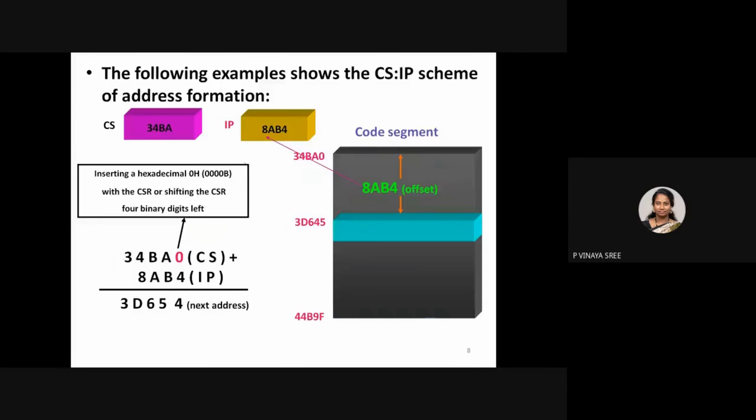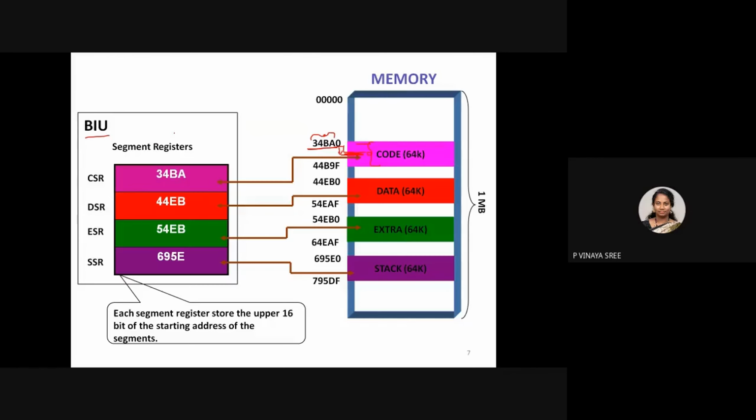See here, let us consider an example. The following example shows a code segment and an instruction pointer. Now we want to calculate a physical address. If you add these, you will get a physical address. At that physical address, the processor wants to fetch this instruction and execute it. So this is your code segment, and in this you have 34BA. It has to reach this.